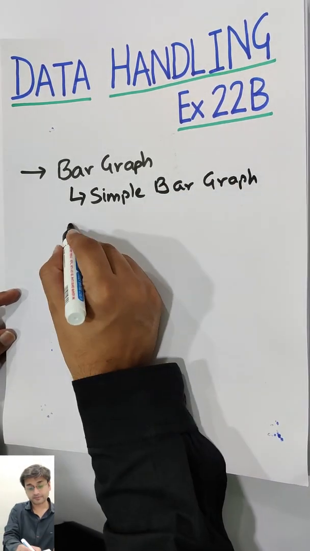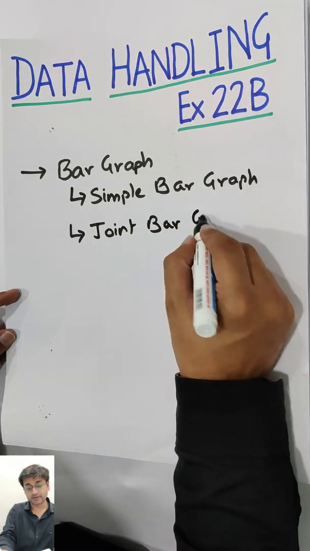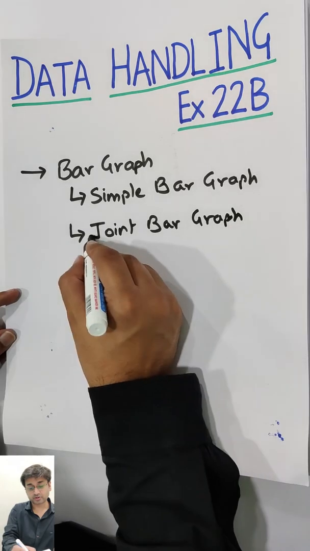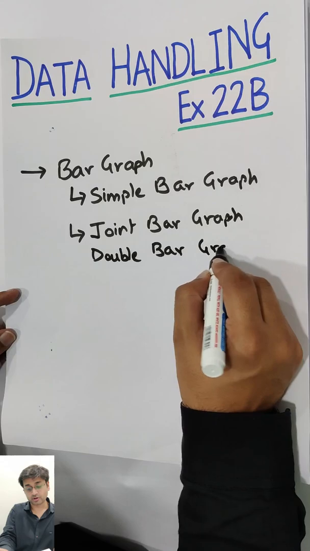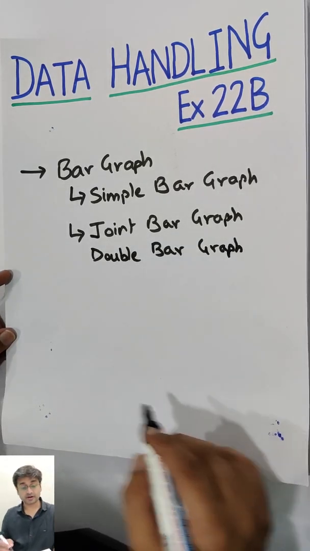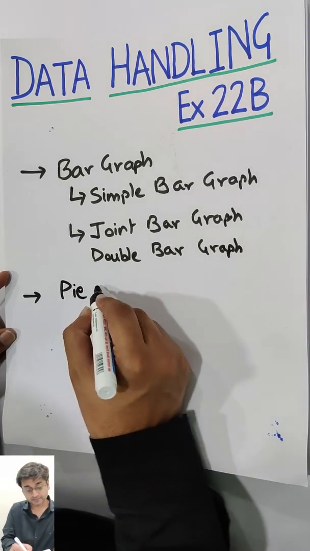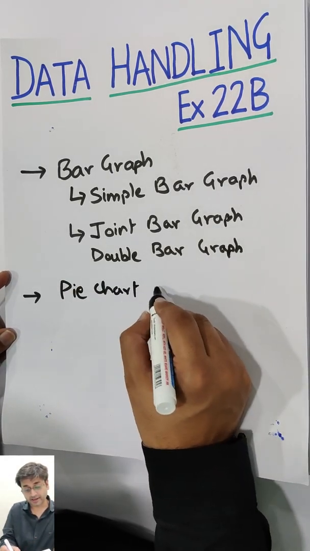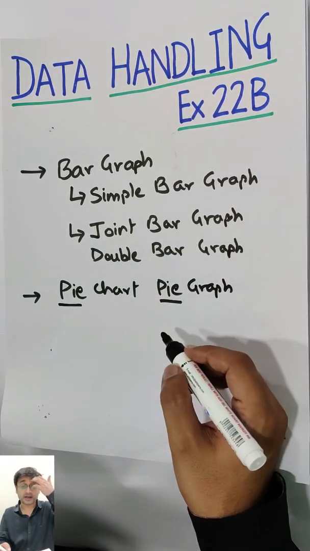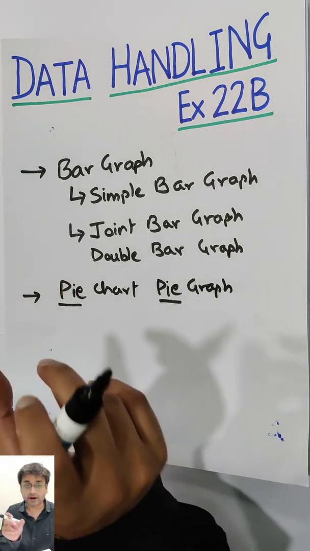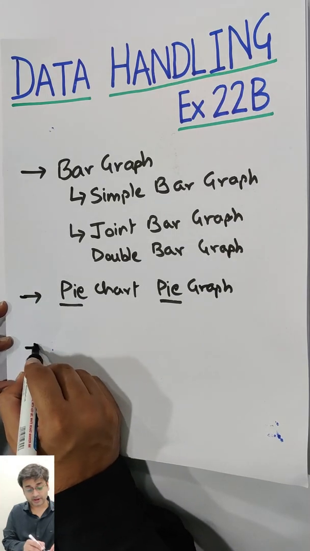and the next one, joint bar graph, or you can also call it a double bar graph. So these are the two things for this exercise which you are going to understand. And second type of data presentation, pie charts, or also called pie graphs, one and the same. When you see the word pie, you see those circles in which different parts and different colors are given. That is a pie chart. So we learn how to draw a pie chart.